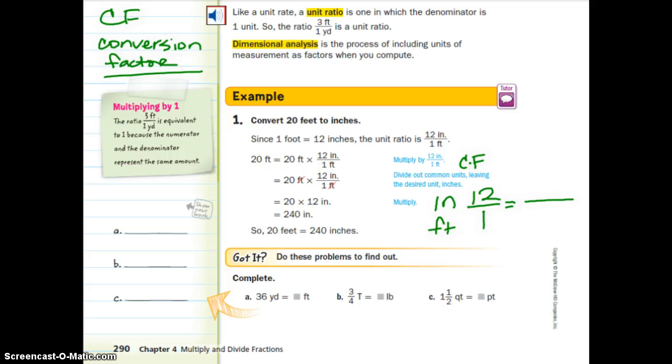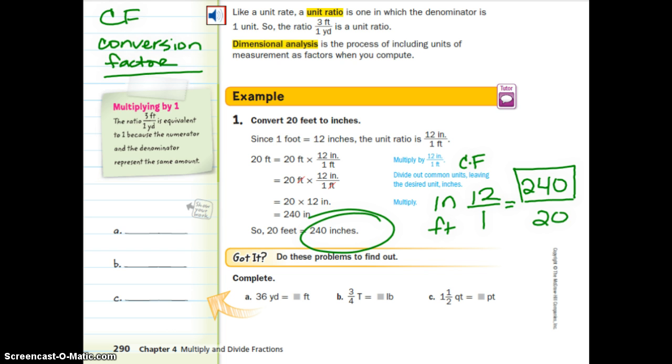In this case, I put feet on the bottom. I have to stay in the same row. I will put 20 feet here, which means I have to solve this proportion on the top. Now, I can either cross multiply, divide, or look for a relationship. In this case, I have the 1. 1 times 20 is 20. 12 times 20 is 240. So the answer to that is 240 inches.